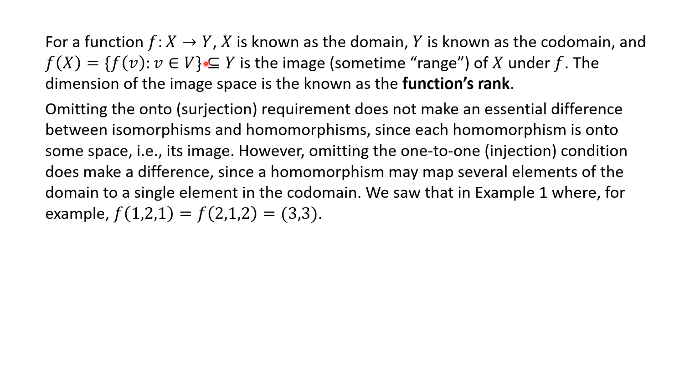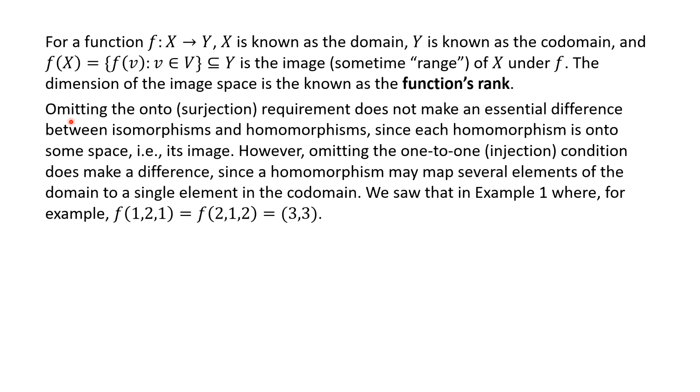What I haven't mentioned was the image of a function, and that could be a subset of Y. It's basically everything that f maps to from X into Y. As I show here, it could be a subset. It could be all of Y, but it could be a subset. And that's called the image, or sometimes the range of X under f. And the dimension of the image space is known as the function's rank.